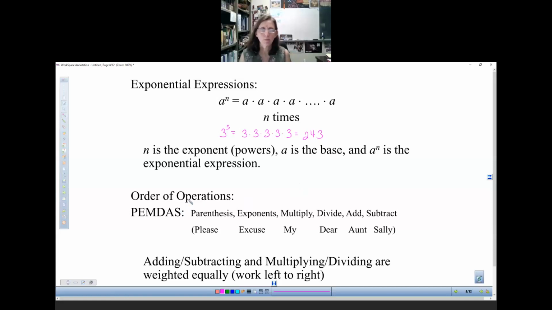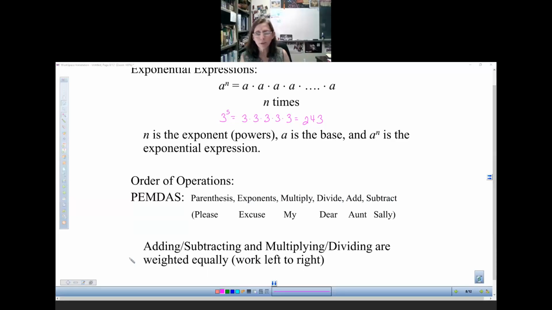Order of operations. Please excuse my dear Aunt Sally, or PEMDAS. I learned please excuse my dear Aunt Sally, and then I had students who said, no, PEMDAS. So whatever you want to remember is okay. I don't care. Parentheses, exponents, multiplication, division, addition, subtraction. Here's where I need you to be careful, and that's why I put this statement down here. You do not have to multiply before you divide, or add before you subtract. These two go together. You do them from left to right. These two go together. You do them from left to right.